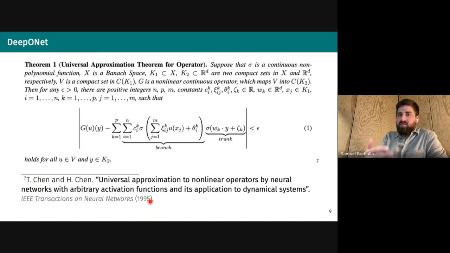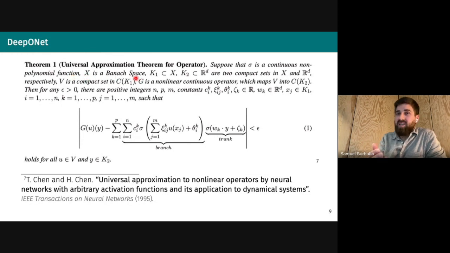It's just that this theorem has been rediscovered and reused because it's so interesting to use operator mapping for scientific machine learning in this regard. So the theorem states, suppose that there's a sigma, it's a continuous non-polynomial function. That's what we usually refer to as activation function. So nothing special. Then we have some spaces.